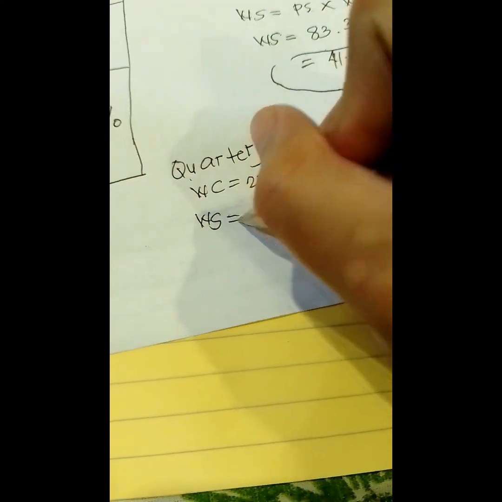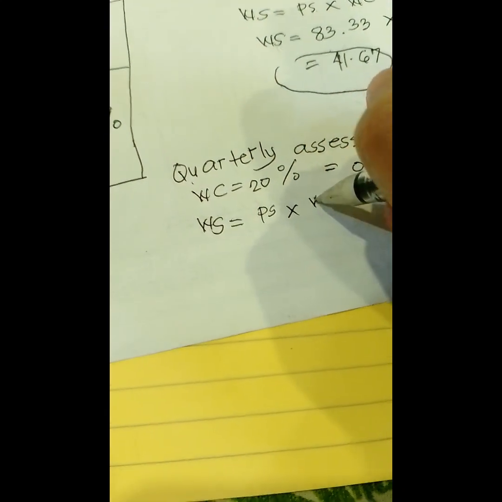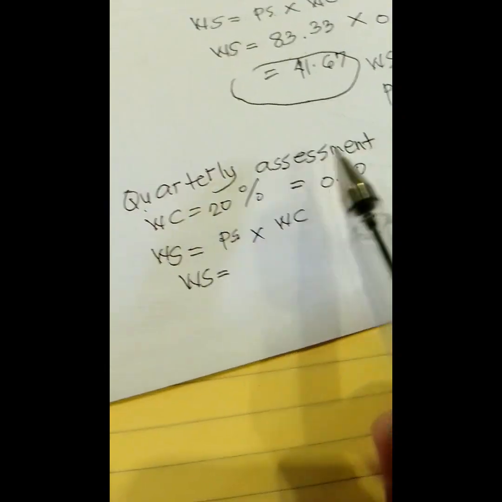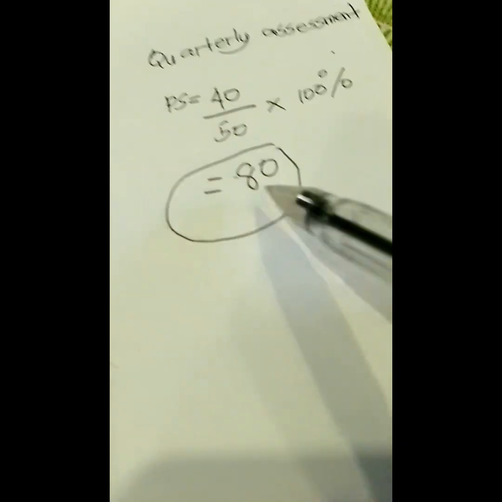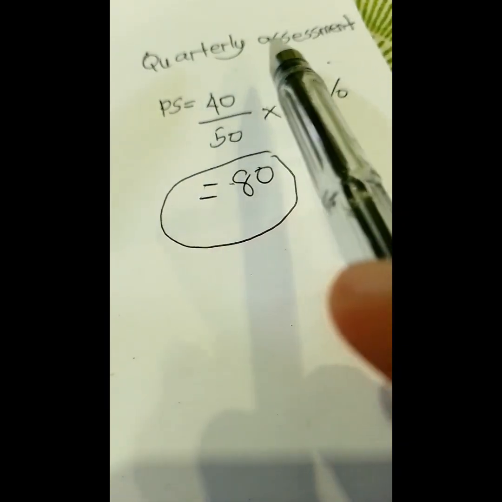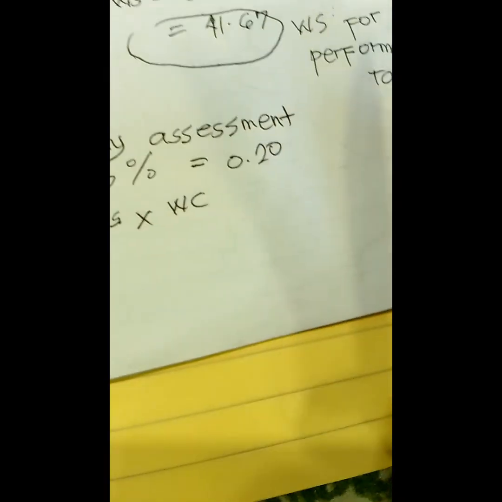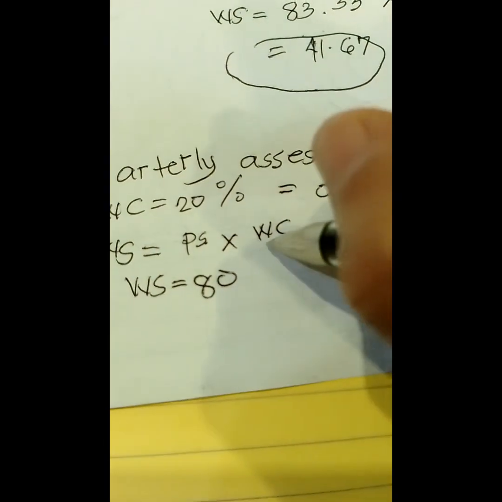Then to get the weighted score in quarterly assessment, weighted score is equal to percentage score multiplied by the weight of the components. So the percentage score in quarterly assessment earlier is 80. The percentage score in quarterly assessment is 80. So we put 80 here. So 80 multiplied by the weight of the component, 0.20.